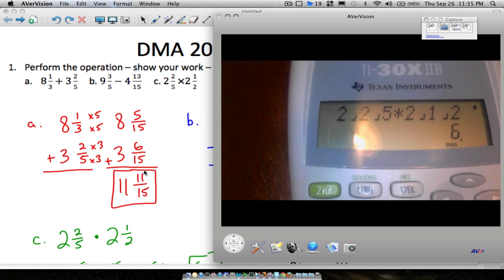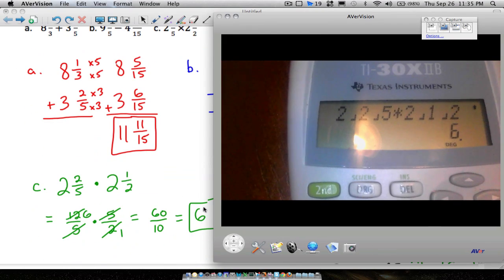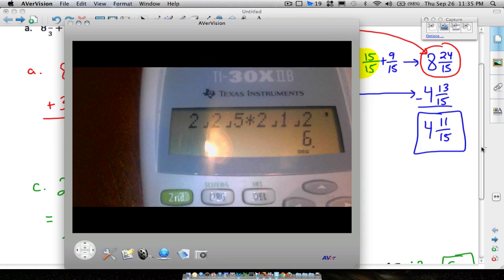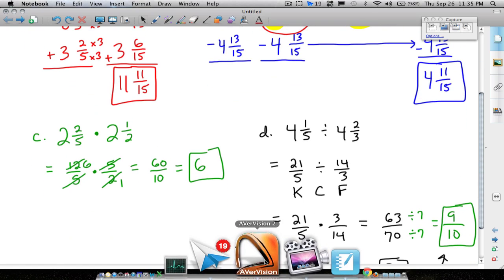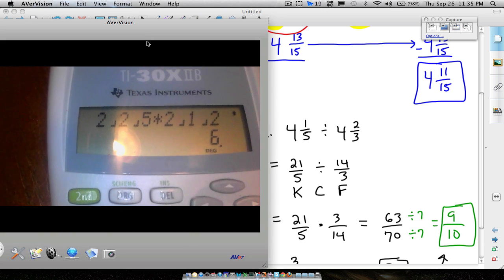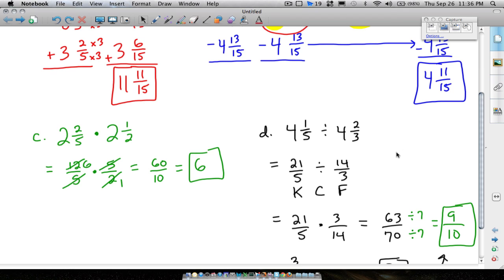We get 6, and I think that's what we got over here. Yep, 6 right there. And then our last problem, what do we get there? We got 9 over 10. Let's see if we get 9 over 10 when we type this in. 4 1/5, using the ABC button still, divided by 2/3, 9/10. Perfect. All right, on to question number 2.